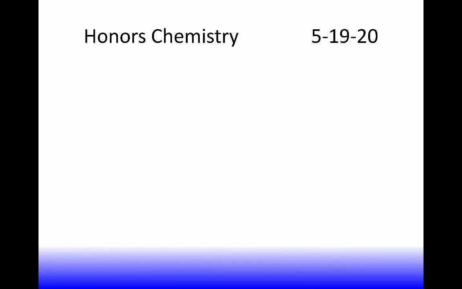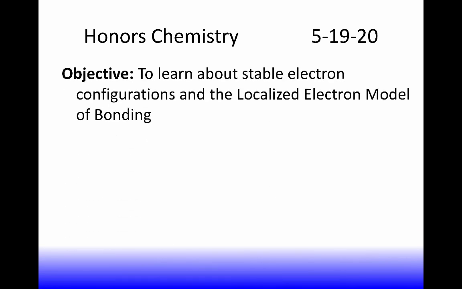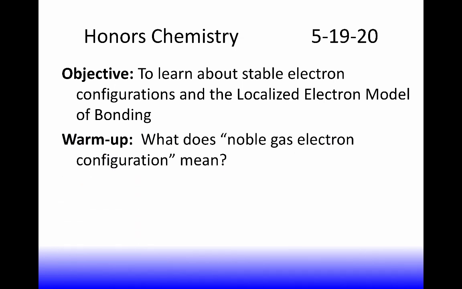Okay, so moving on into bonding. Now we're into section 11.2, which starts to try to explain why bonds form. So we're going to learn about stable electron configurations and the localized electron model of bonding.